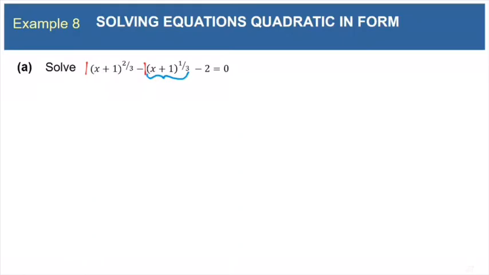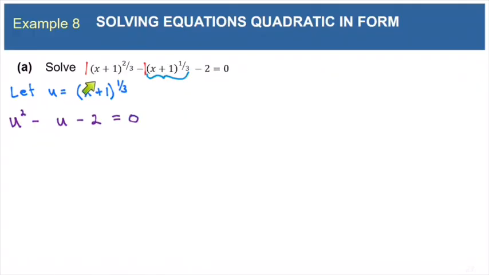So I'm going to say that u equals (x plus 1) to the 1/3. Well, if u equals (x plus 1) to the 1/3, then when you look at this term that has a power twice as big, this has to be u squared. So now we get to say 1u squared minus 1u minus 2 equals 0. So let's write it that way.